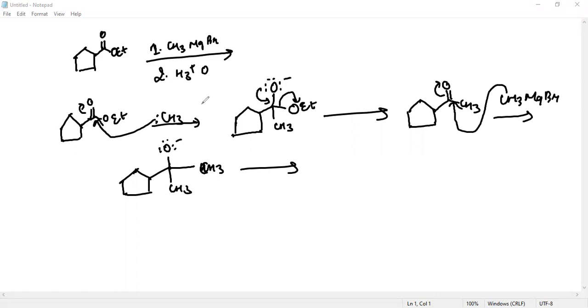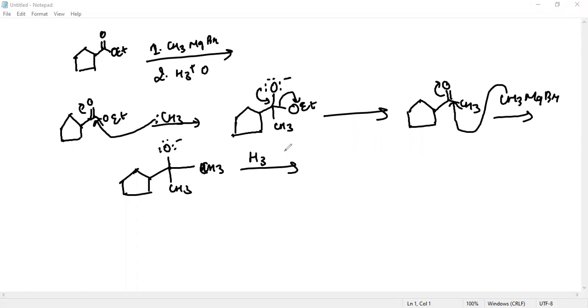So this will be reacting with the hydronium ion. Now this CH3 is not a good leaving group, so it can't be made to leave. So what will be the next step? We will protonate it with the hydrogen from the hydronium ion.